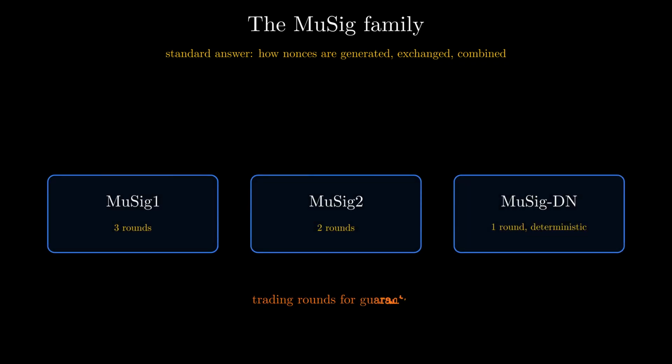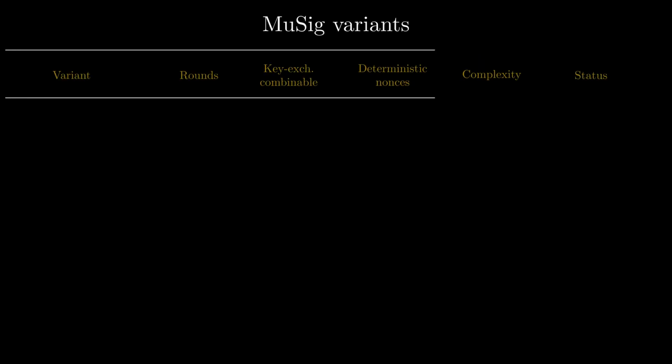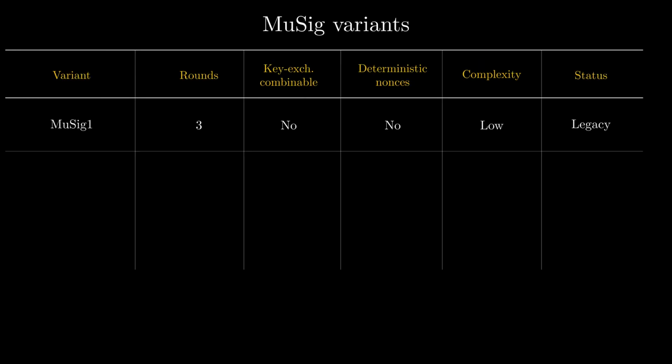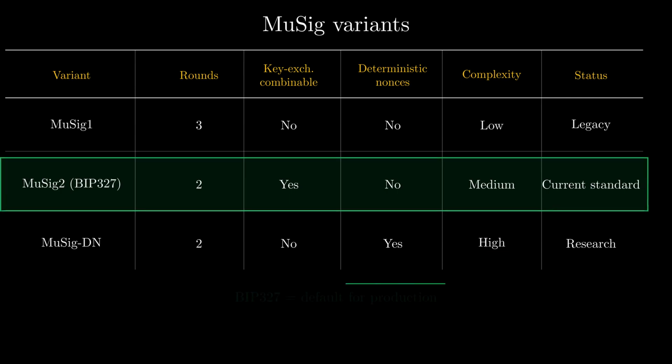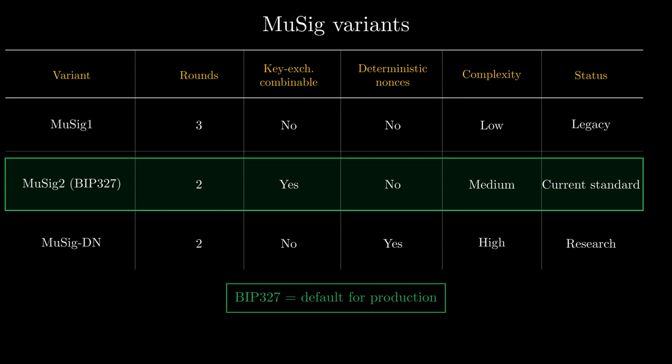The MuSig family is the standard answer. Three variants exist, each trading rounds for guarantees. Let's compare them. MuSig-1 needs 3 rounds of communication and is straightforward to implement. MuSig-2, standardized as BIP327, cuts that to 2 rounds and can piggyback on existing key exchange, making it the current production choice. MuSig-DN uses deterministic nonces, which makes it immune to repeated session attacks. But the proof of correctness is heavy and implementations are complex. For most applications, BIP327 is the default.